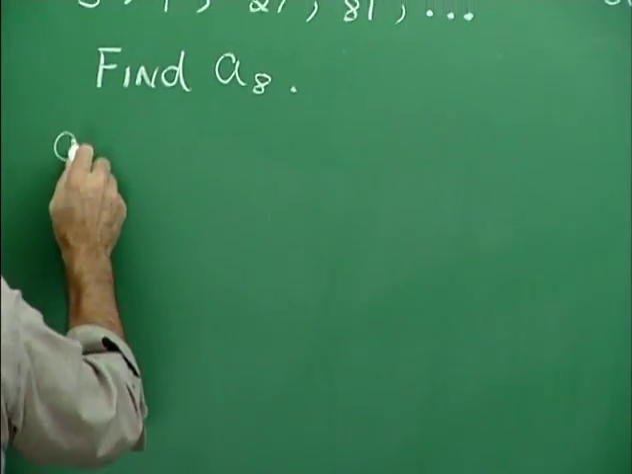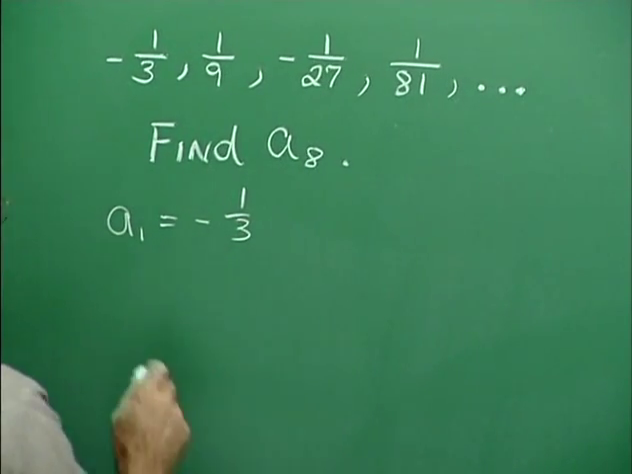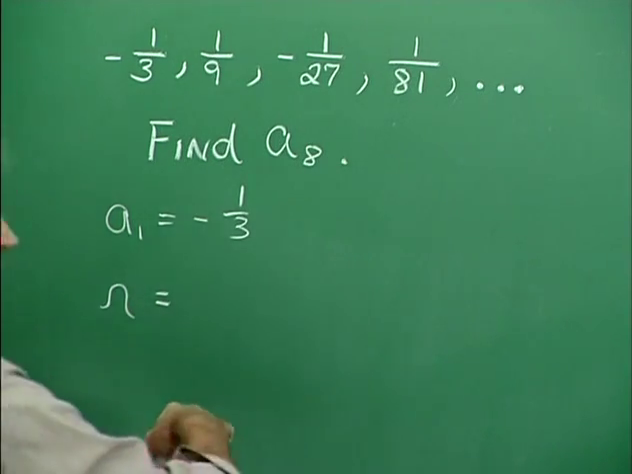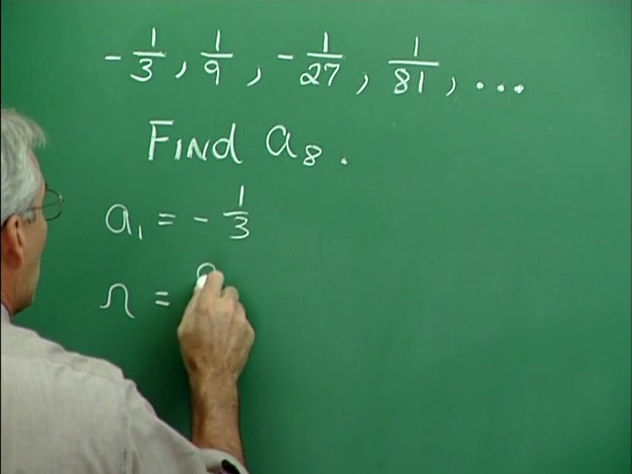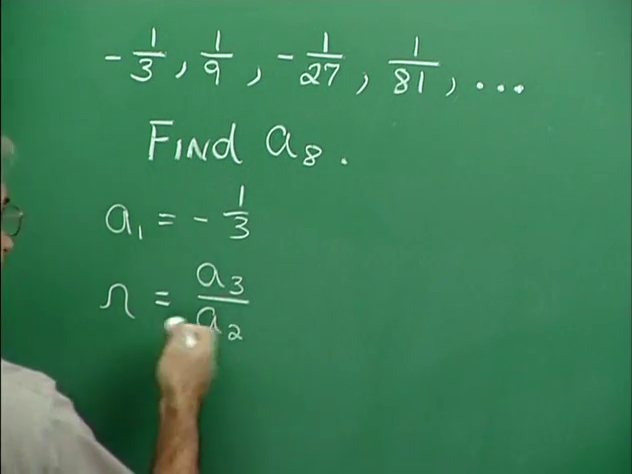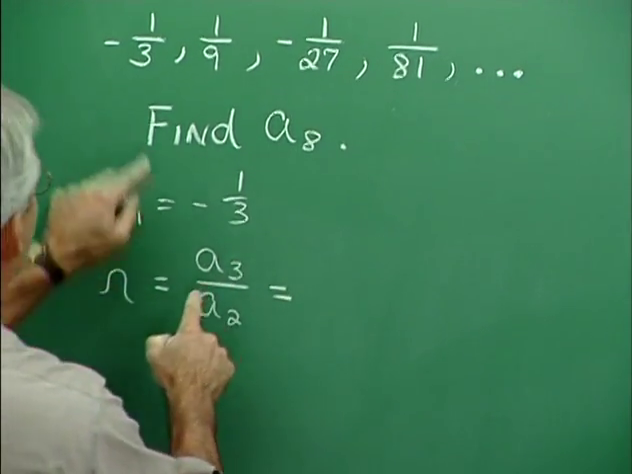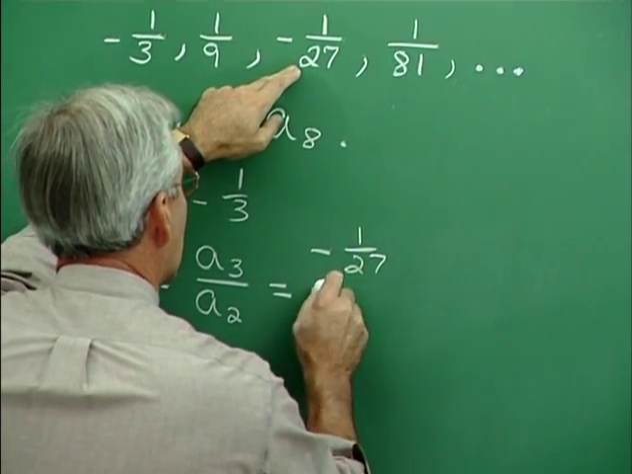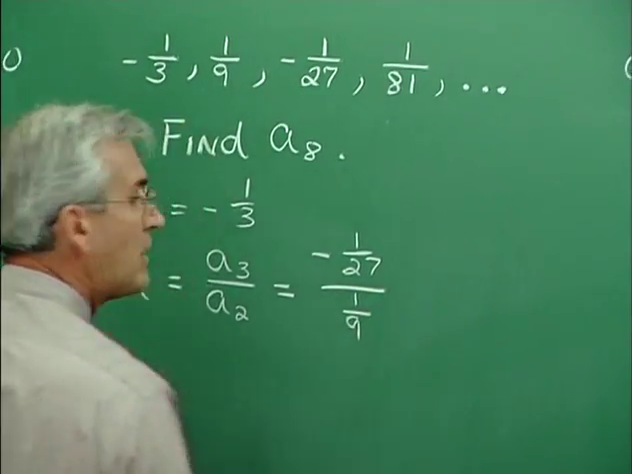Now, we know this much, though. We know that a sub 1 is negative 1/3. Okay, good. Now, what about the ratio? The common ratio is the ratio of succeeding terms. That is, I could take something like a sub 3 and divide by a sub 2 to find that common ratio. Let's do that here. This is, let's see, a sub 3 is negative 1/27, and a sub 2 is 1/9. So I could make this calculation, you see.